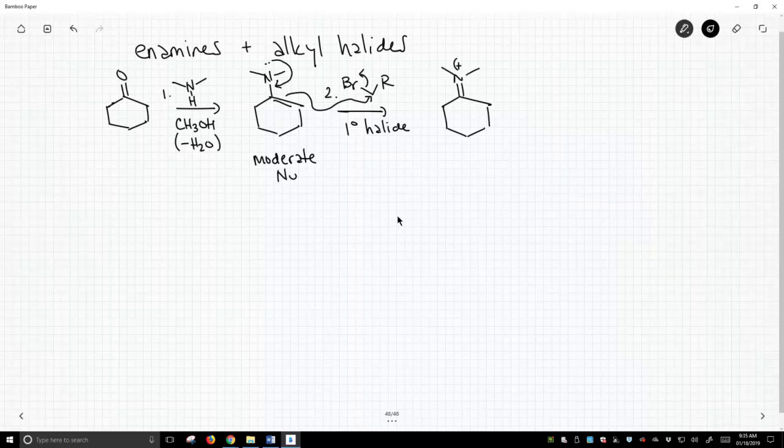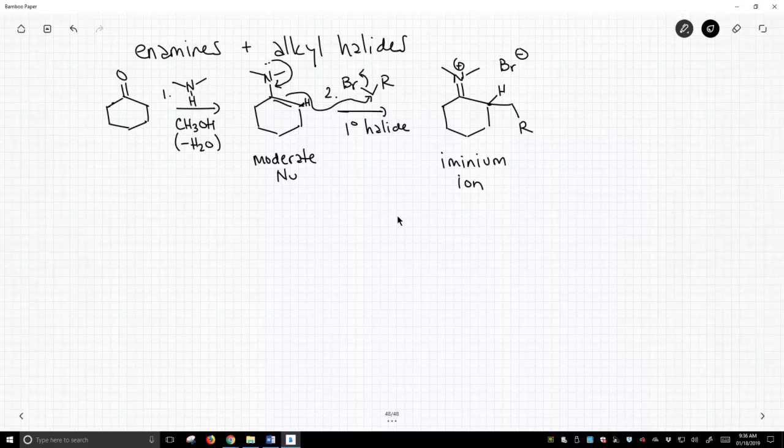That gets us to, if you follow the arrows, this structure. Let's put our hydrogen on here. Sneak it in there. And there's our additional alkyl group, and the positive charge on nitrogen is offset by our bromide leaving group. This is called an iminium ion. And so this is the product of this reaction.